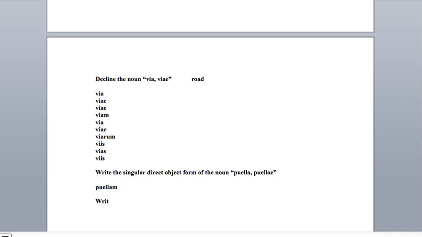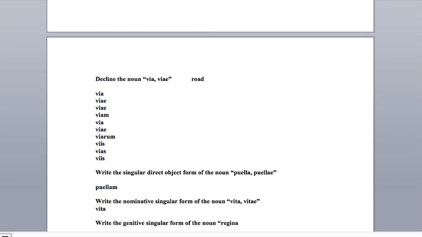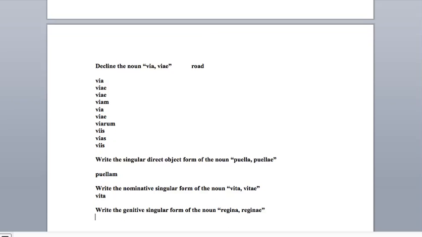If I were to ask you to write the nominative singular form of the noun wita, all you have to do is write the first form of the word that I give you, because that's always the nominative form. If I ask you to write the genitive singular form of the noun regina, reginae, you simply have to write the second word given to you because that's the genitive form.